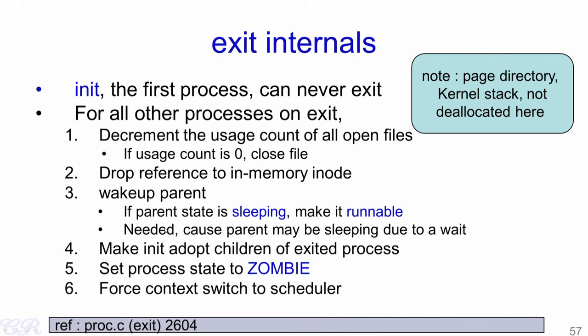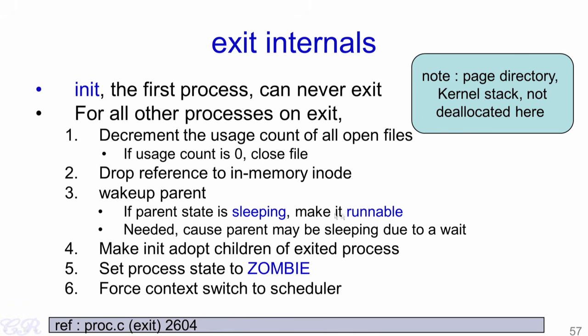Now, we will recall the exit system call internals. So, when the exit system call gets executed, these are the 6 things which occur inside the operating system. Essentially, there would be a decrement in the usage count of all the open files. Further, if the usage count goes to 0, then the file is closed. Second, there is a drop in reference for all in-memory inodes. Third, there is a wake up signal sent to the parent process. Essentially, if the parent state is sleeping, then the parent is made runnable.